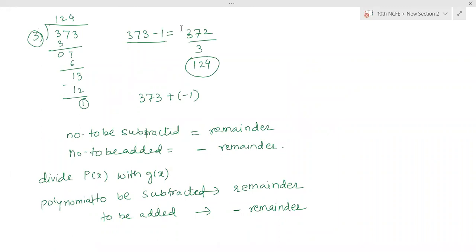Ma'am, I joined late because of network problem. Here only till this part you have joined. So earlier I have solved the doubts. I cleared the doubts till the 23rd question. The 19th, 20th and 21st questions I solved.